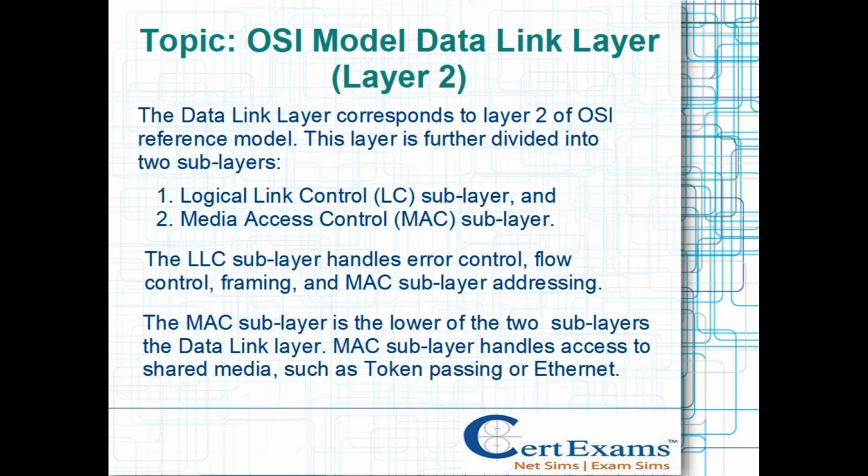The data link layer corresponds to layer 2 of OSI reference model. This layer is further divided into 2 sublayers. 1. Logical link control, LLC, sublayer, and 2. Media access control, MAC, sublayer. The LLC sublayer handles error control, flow control, framing, and MAC sublayer addressing.